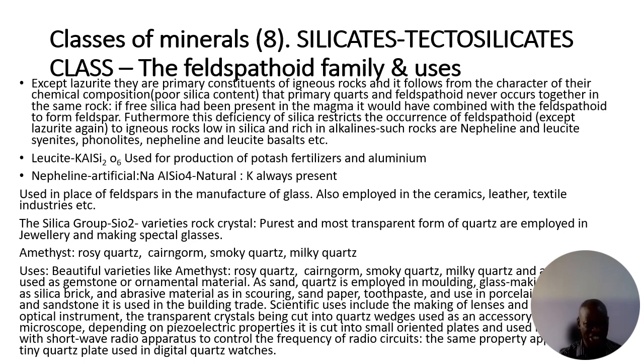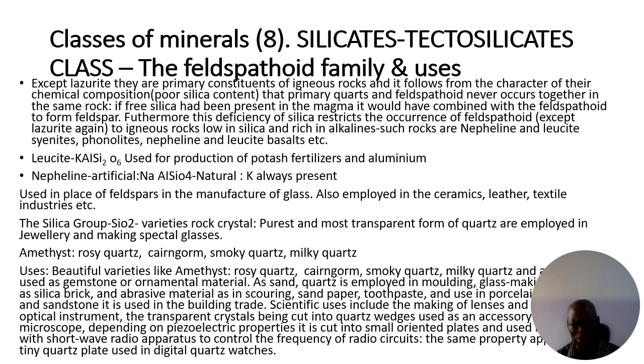Low in silica and rich in alkalis, such rocks are nepheline syenite, leucite, and phonolite, and also the leucite basalt and so on. The leucite is used for the production of potassium, feldspar, and aluminum. And then we have nepheline, always present in artificial sodium. It's used in place of feldspar in the manufacture of glass, and is also employed in ceramics, leather, textile, and other industry.